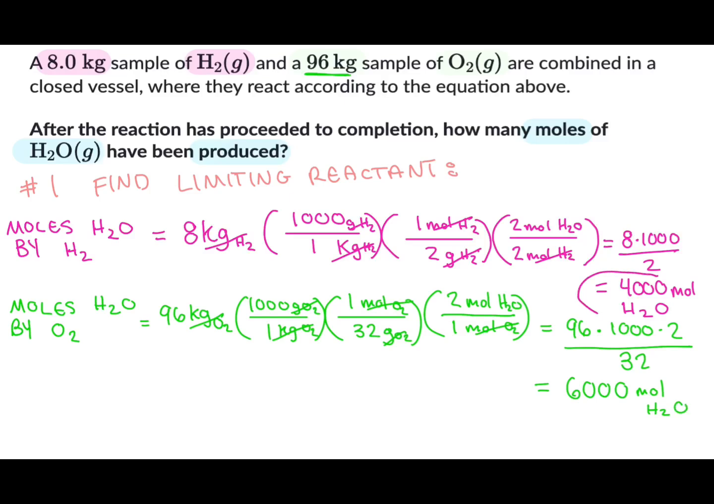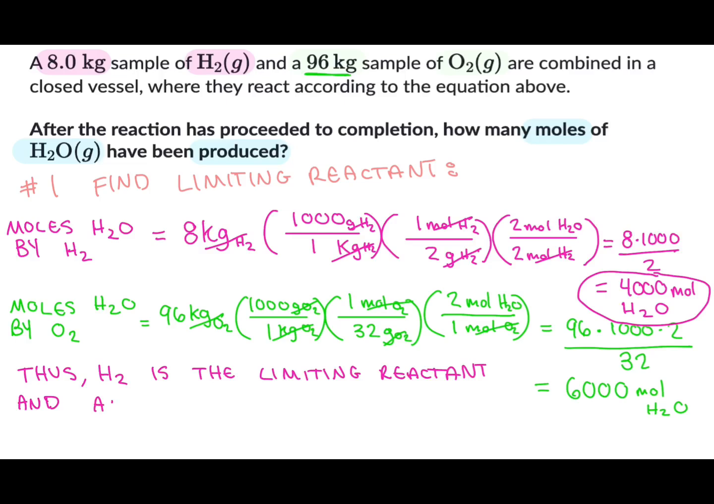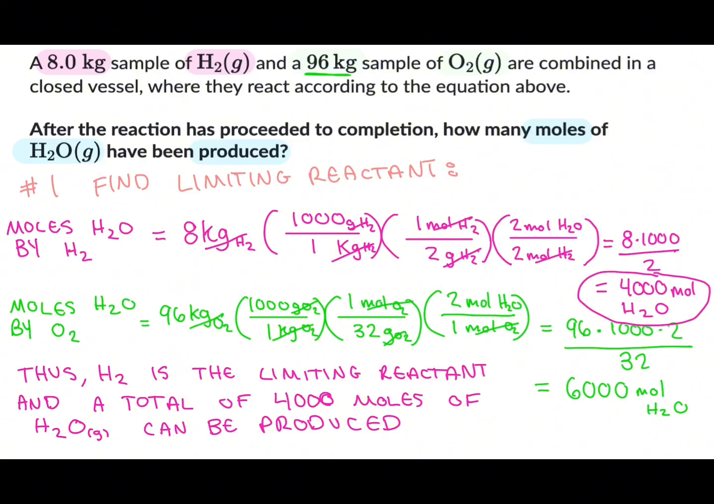And now we need to compare the two, and as you can see, H2 produced fewer moles of H2O, so it is our limiting reactant for this problem. And 4,000 moles is also our total for this reaction, because we don't have any more H2, just like we didn't have any more tequila, so that's the max amount that we can make.